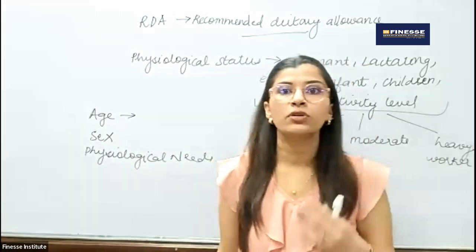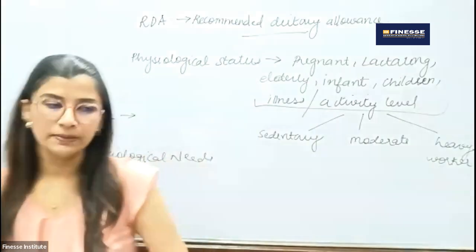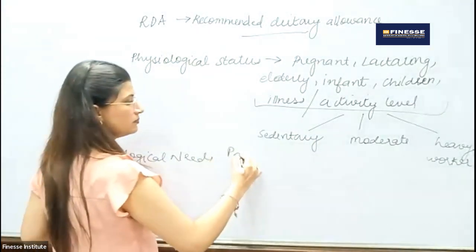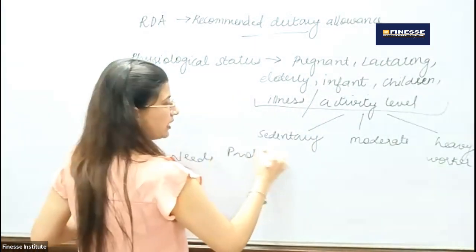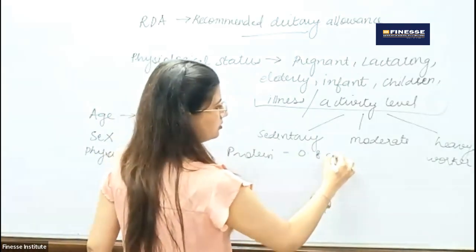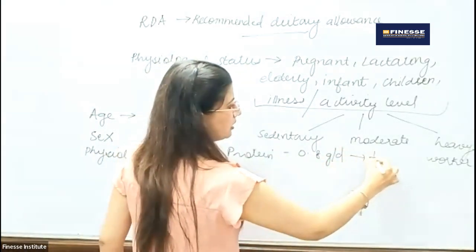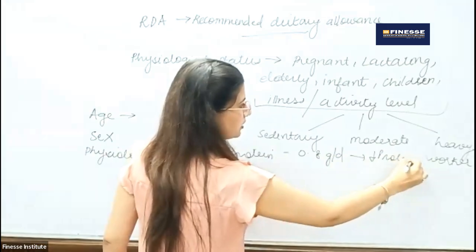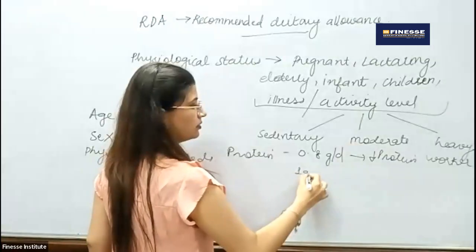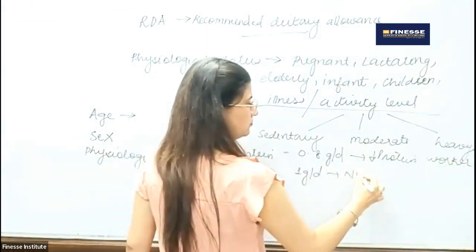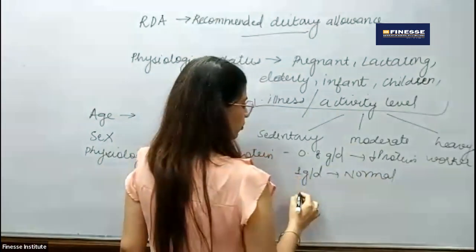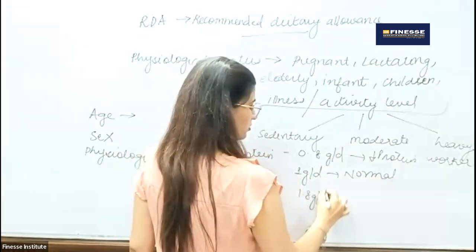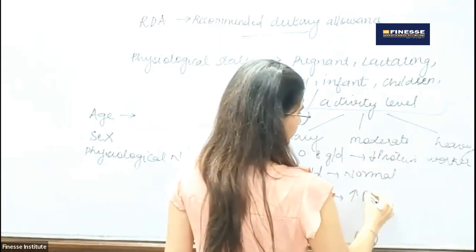Okay, so the normal protein categories I had also told you that day. Protein, we give 0.8 in case of illness, in case of low protein diet. Okay, 1 gram for normal and 1.8 grams for high.